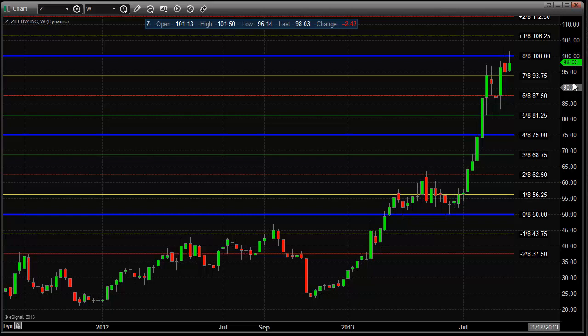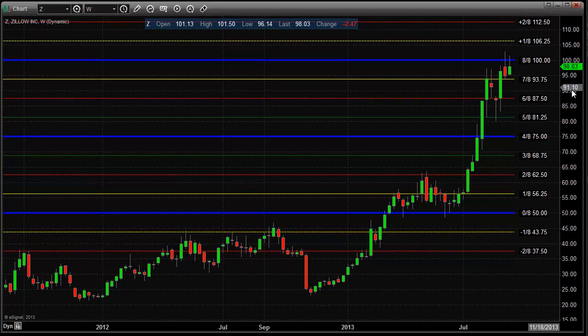$83 or so. If this does push up to the upside here, next level is going to be plus 1/8 at 106.25. And then if we refer back to the daily chart with the Seeker count on it, we're going to have resistance at the 108 level, which is going to be from the risk line. So a couple levels to watch here on Zillow.